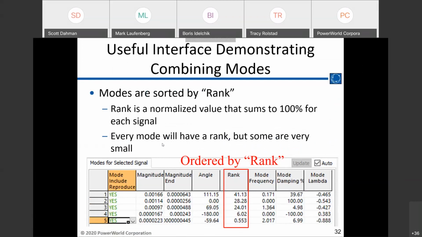And if I look at a list of modes for a particular signal, PowerWorld also lists something that we call the rank. I'm going to describe the rank in just a moment, but it just says which modes are most prominent in this signal. So in this particular example, it's saying that 41% of this signal is the first mode, 28% the second, and so on. And we'll see in a second that that's reasonable.